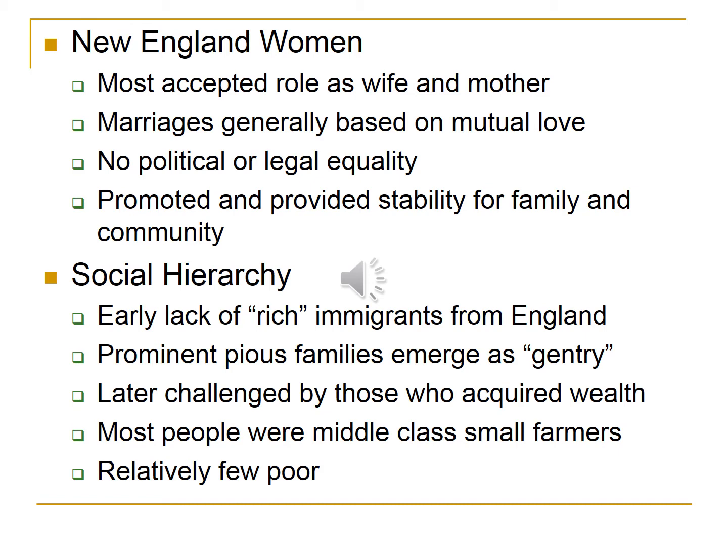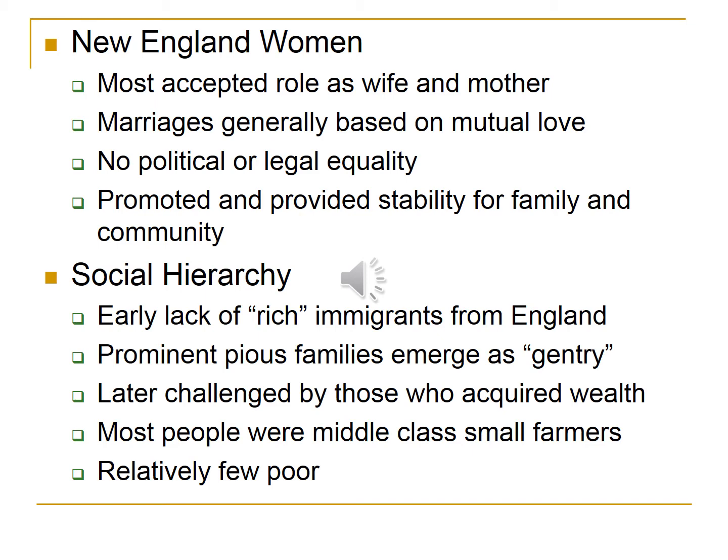The elite families were generally the most religious families. The prominent pious families emerged as the quote unquote gentry, okay, as the elites that were looked up to and deferred to. Of course, these gentry, these pious families, may have had money. You wouldn't know it because you didn't flaunt it.